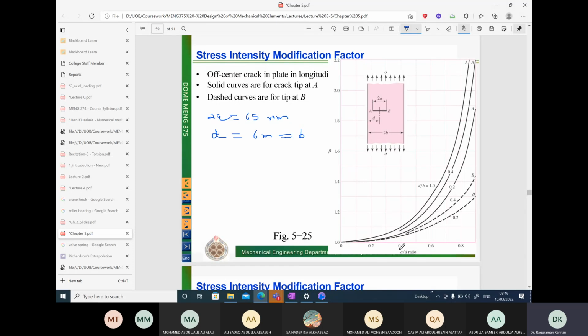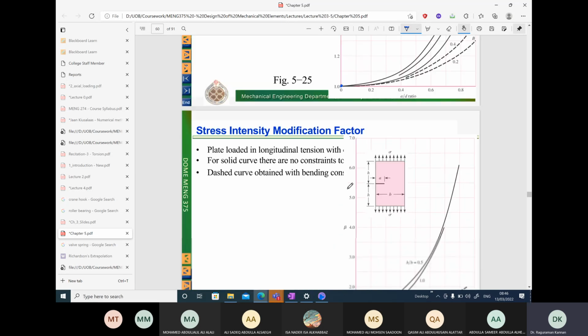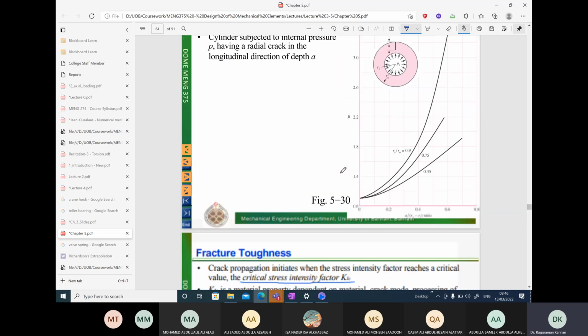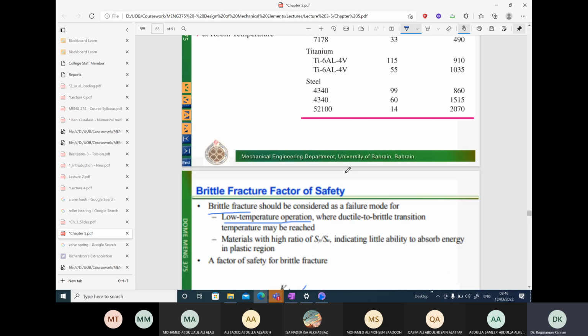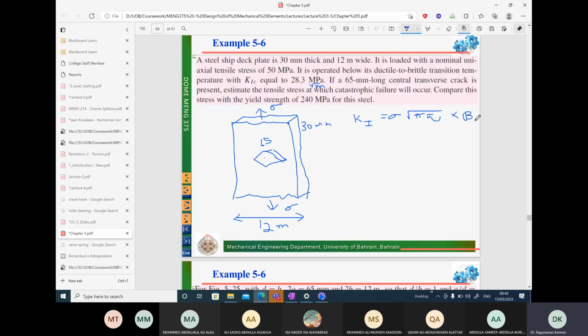Let's see the other ratio, A over D. A over D will be 65 over 2 times 10 power minus 3, which is a very small value. Okay, so A over D is going to be extremely small, nearly 0. So we can assume beta is equal to 1 in this case. We can safely assume beta is equal to 1, so we can neglect this term and calculate K.